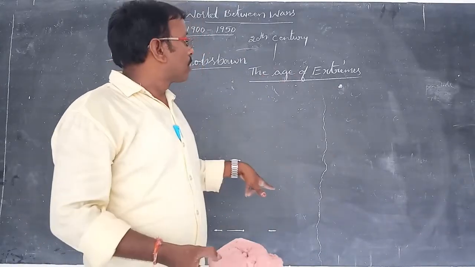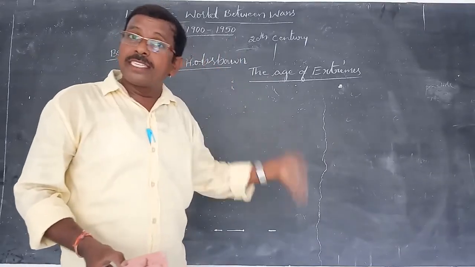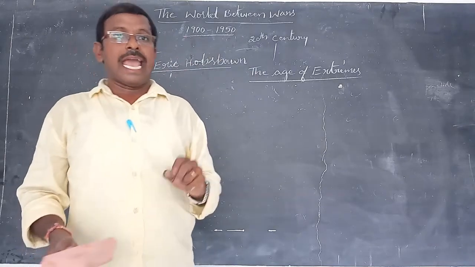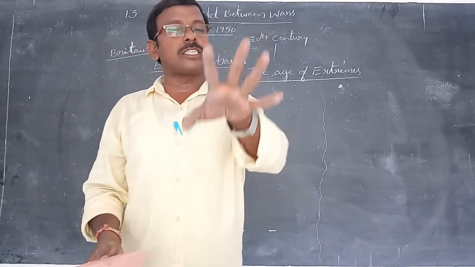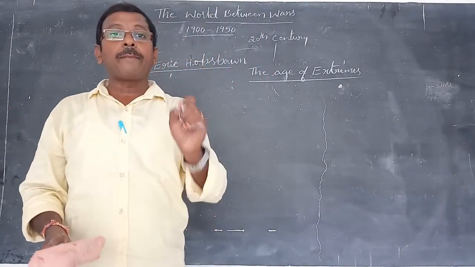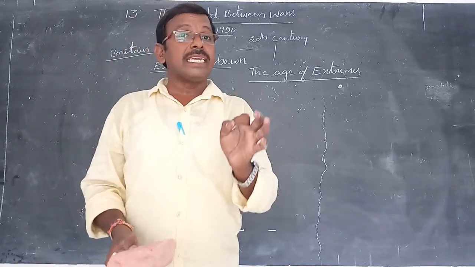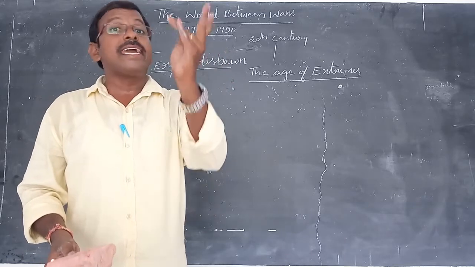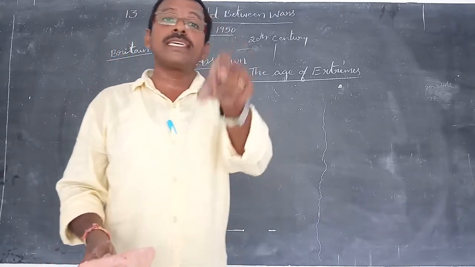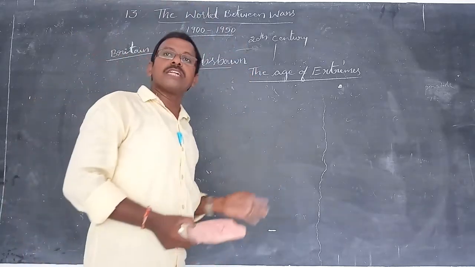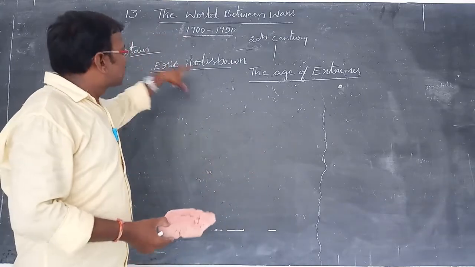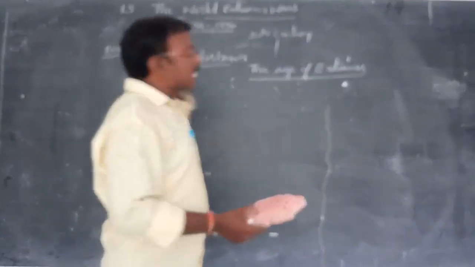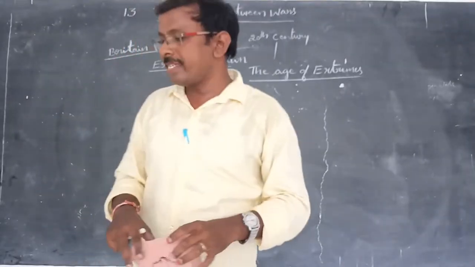Also, great expectations, experiments and dangerous developments happened in the 20th century. How? That question will also come. So see why the 20th century is the age of extremes, as told by Eric Hobsbawm. Why did he say that?